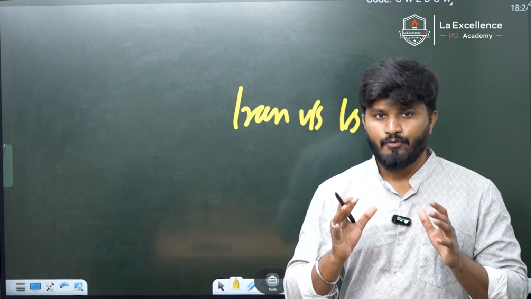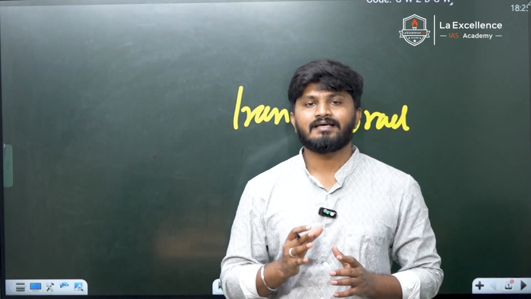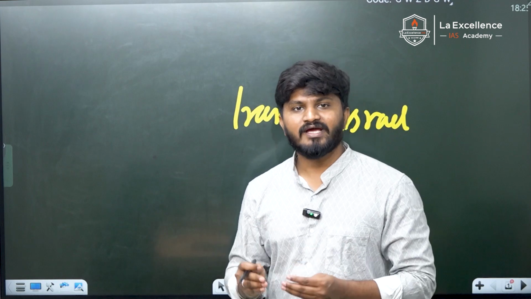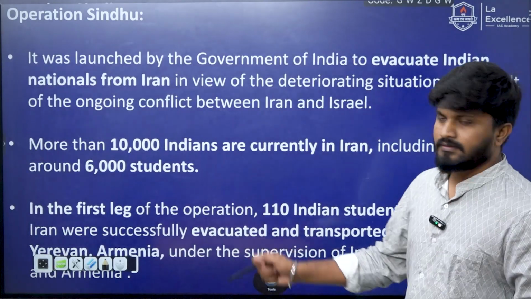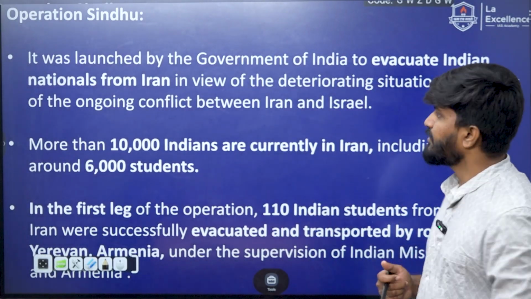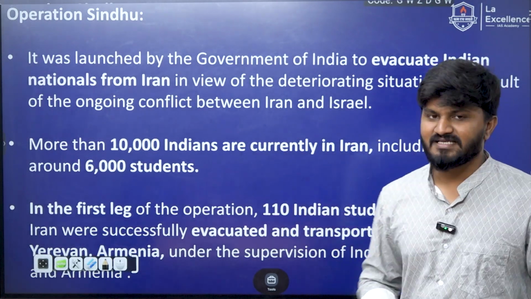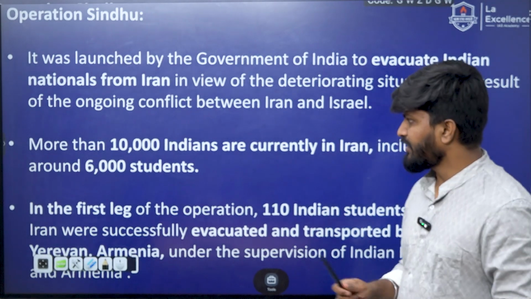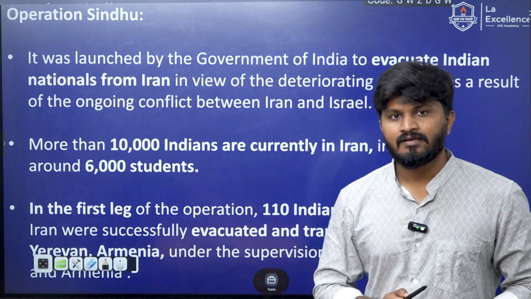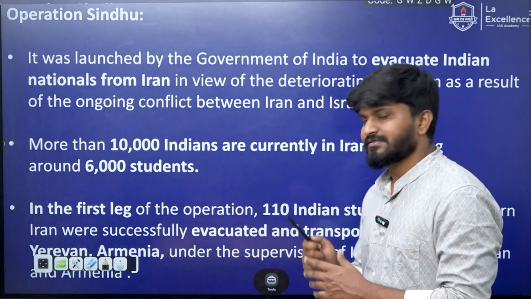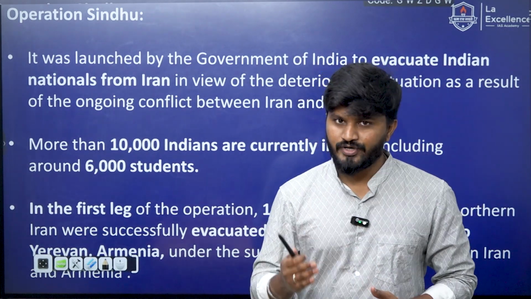India is a welfare country. As a global leader in welfareism, India is picking up this Operation Sindhu to evacuate its nationals. This was launched by the government of India to evacuate Indian nationals from Iran in view of deteriorating situations as a result of the ongoing conflict. More than 10,000 Indian nationals are currently living in Iran, with around 6,000 students. So for higher studies, Indians are going to Iran.